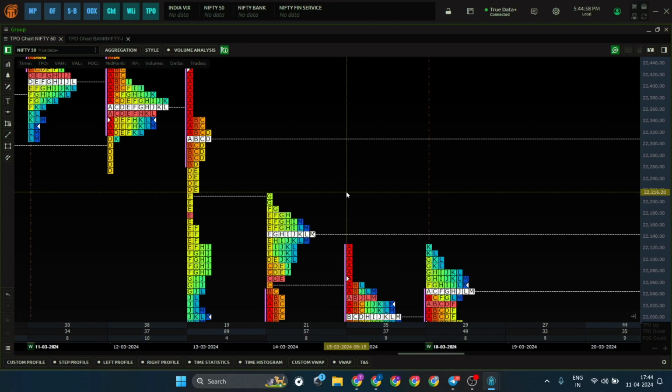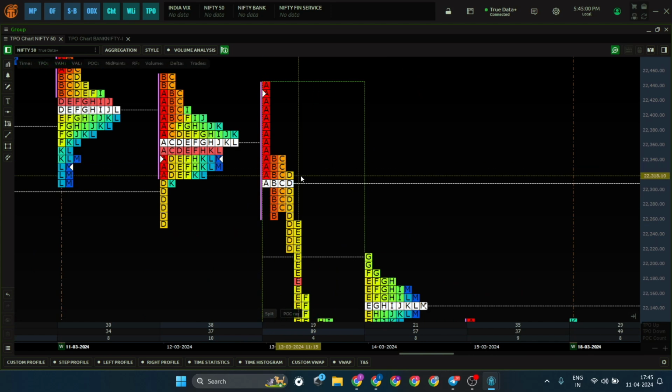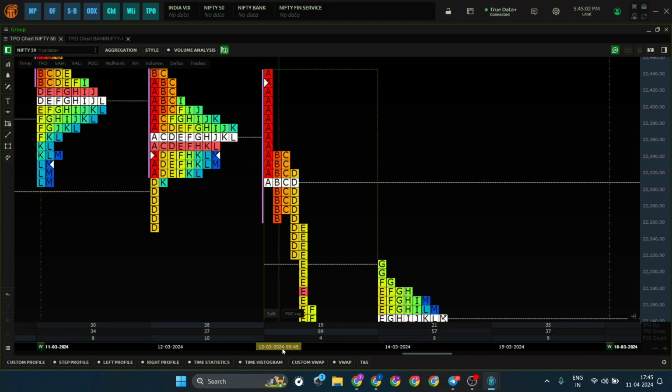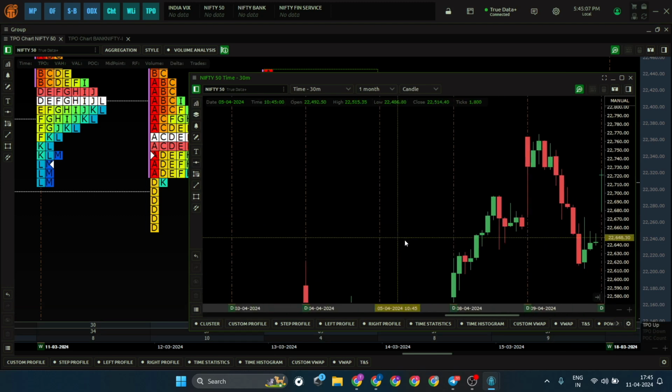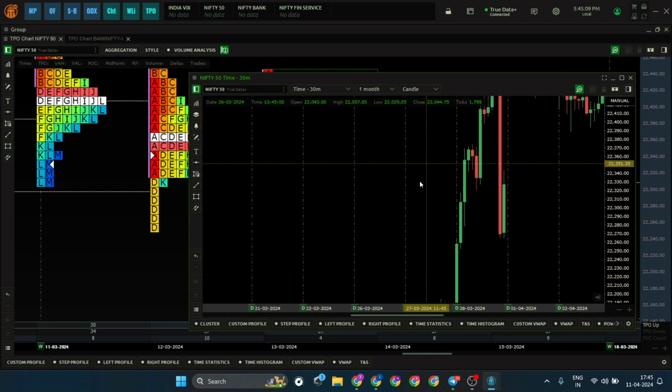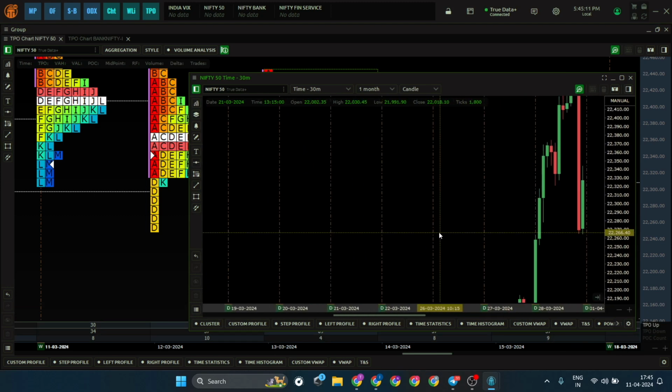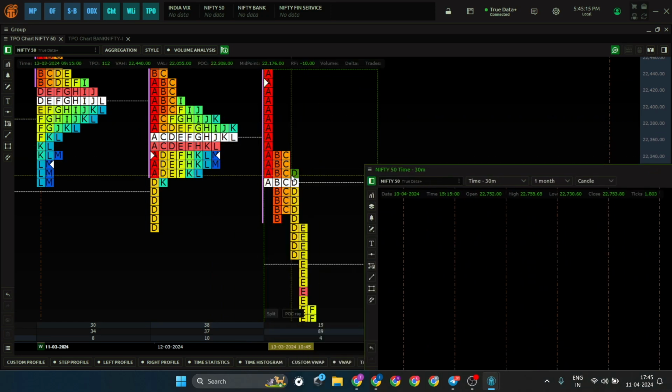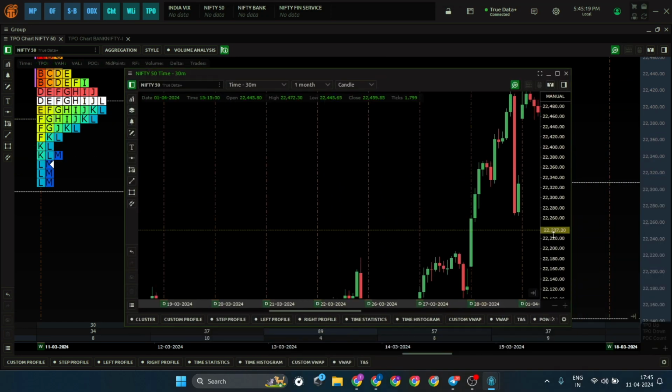So let me show you the tail. On this day, 13/3/2024, for better understanding, let me also show you on this chart as well. 13/3/24.